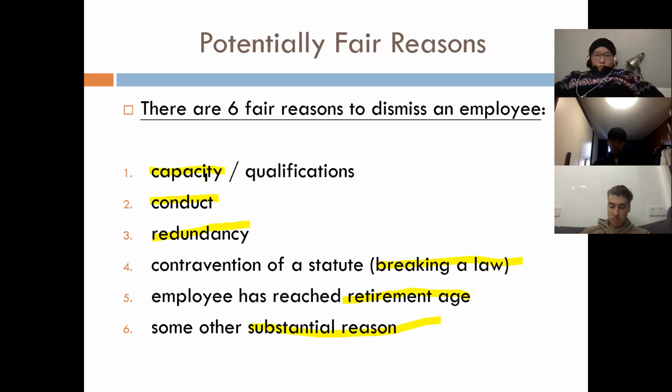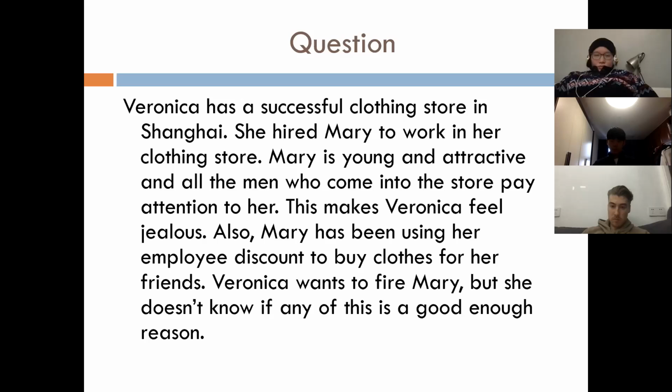Now, why did she want to fire Mary? She kind of had 2 reasons. What were the 2 reasons for wanting to fire Mary? Tiffany, what are the 2 reasons? Those were not reasonable. Well, but what are the reasons? According to Veronica's opinion of Mary, she is too attractive for her liking, and Mary is buying too much clothes using the employee discount.